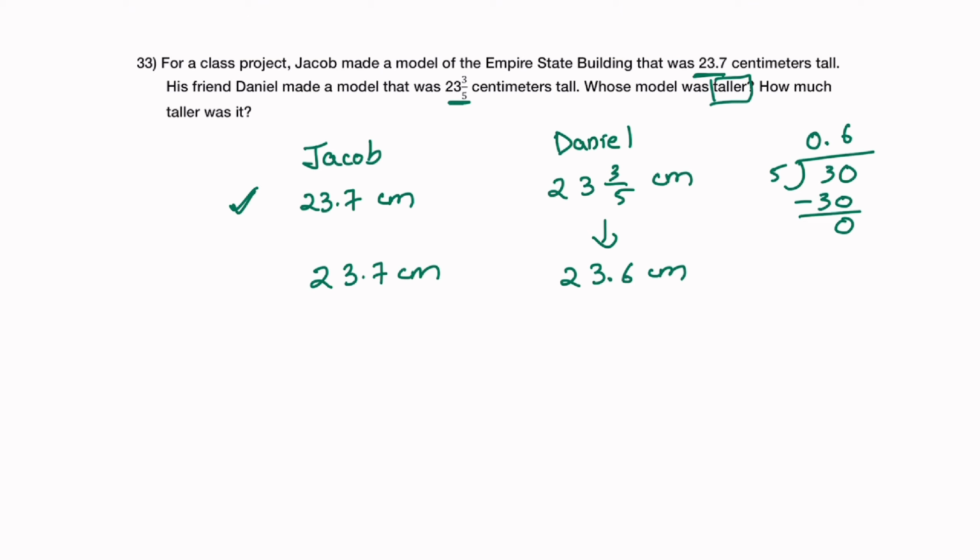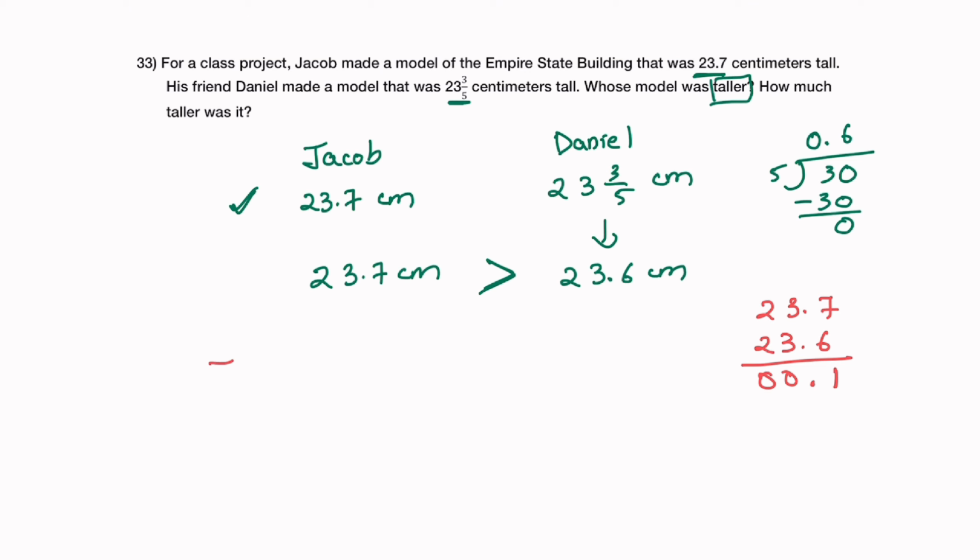So which one is bigger? Of course, this one, the Jacob, right? Whose model is taller? Jacob's model is taller. You will write the whole sentence, okay? Jacob's model is taller. And then it says how much. So, do you need my help here? How much? So you do larger minus smaller, right? So 23.7 minus 23.6. 7 minus 6 is 1 and this is all 0.